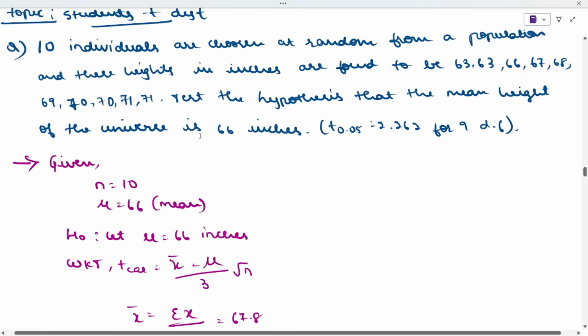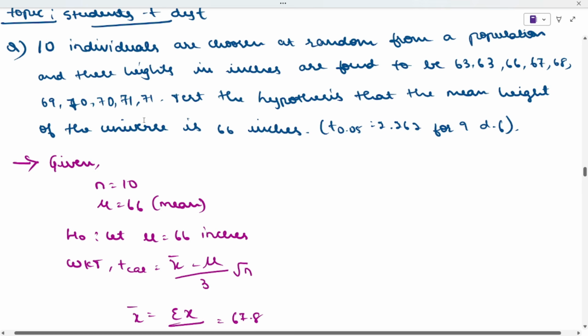Next is about the student's t distribution. 10 individuals are chosen at random from a population, and their heights in inches are found to be 63, 63, 66, 10 samples they have given. Test the hypothesis that the mean height of the universe is 66 inches, and they have given the value for t. This value in the bracket means it is the student t distribution, and they have given it for 9 degrees of freedom.